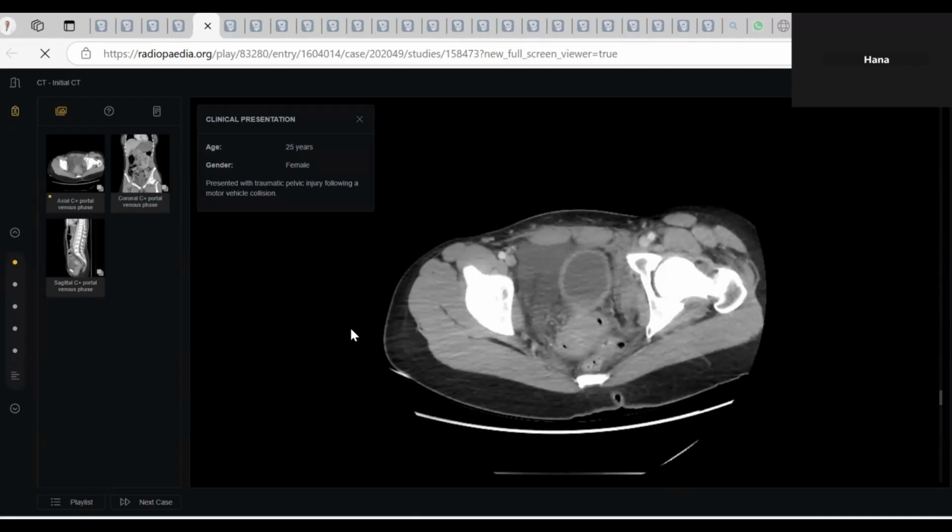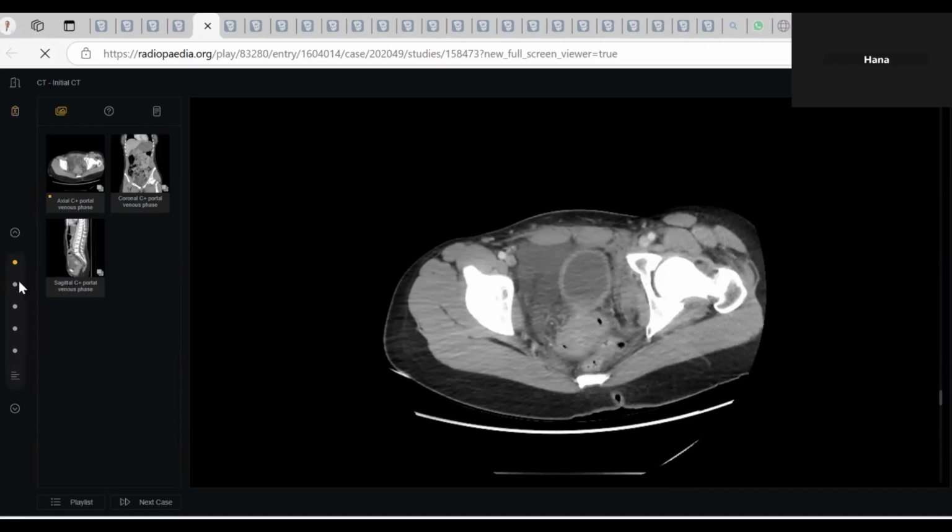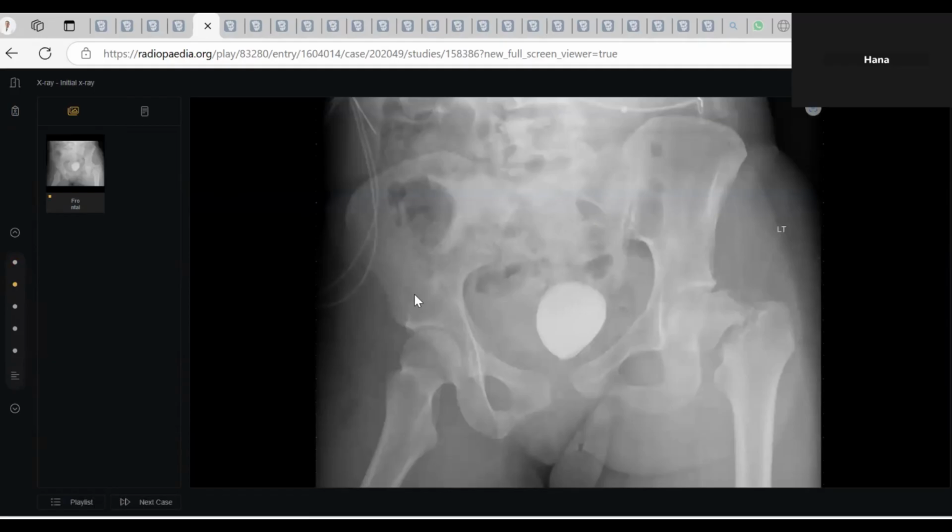Excellent. A 25-year-old female patient presented with a traumatic pelvic injury. This is a frontal pelvic radiograph of a patient with traumatic pelvic injury. I can note that there is a displaced fracture involving the neck of the left femur, with migration of the distal femoral fragment superiorly, without dislocation of the femoral head. There is also widening of the symphysis pubis, which is called the open book fracture.